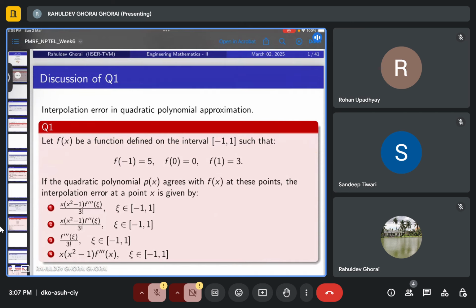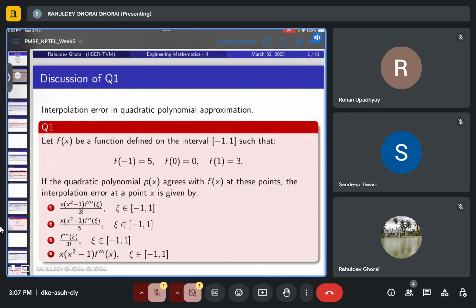If you have a function f(x) and you try to approximate it by a quadratic polynomial, what will be the error, how much error will you get? That is the first question.